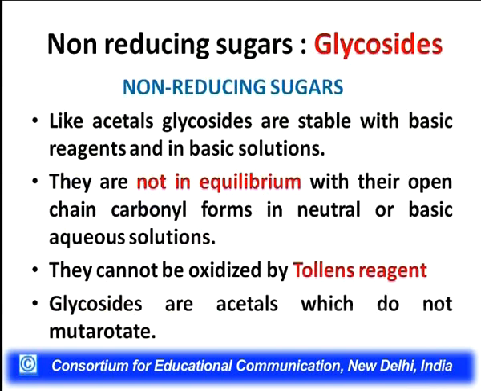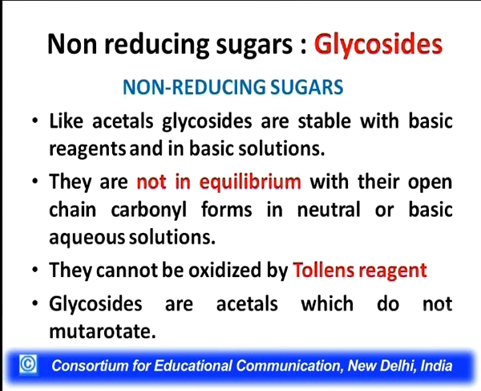Now, I've been saying again and again that sucrose is a non-reducing sugar because it does not have a free hemiacetal group, whereas maltose and lactose are reducing sugars. So what is the reason? What are reducing sugars and what are non-reducing sugars? We say that like acetals, glycosides are stable with basic reagents and in basic solutions, and they may be reducing or they are non-reducing. Why are they non-reducing?